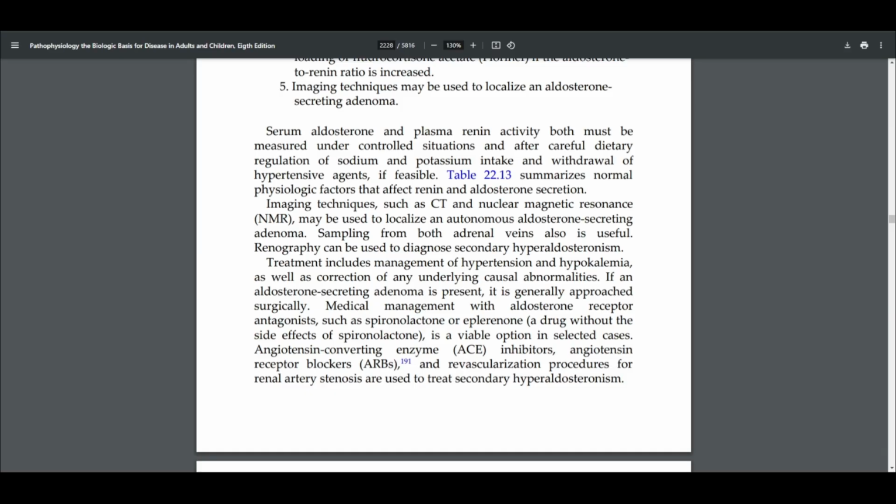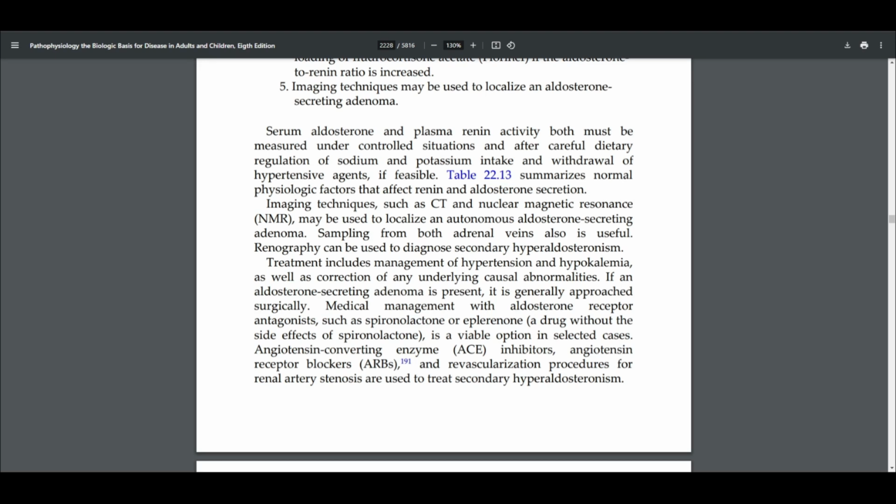Imaging techniques such as CT and nuclear magnetic resonance (NMR) may be used to localize an autonomous aldosterone-secreting adenoma. Sampling from both adrenal veins also may be useful. Renography can be used to diagnose secondary hyperaldosteronism.